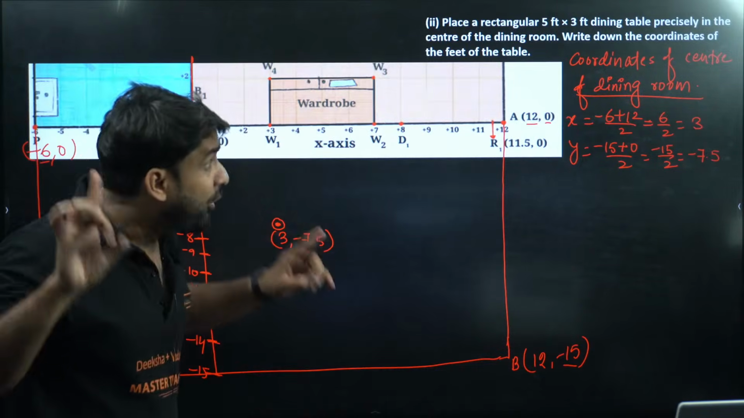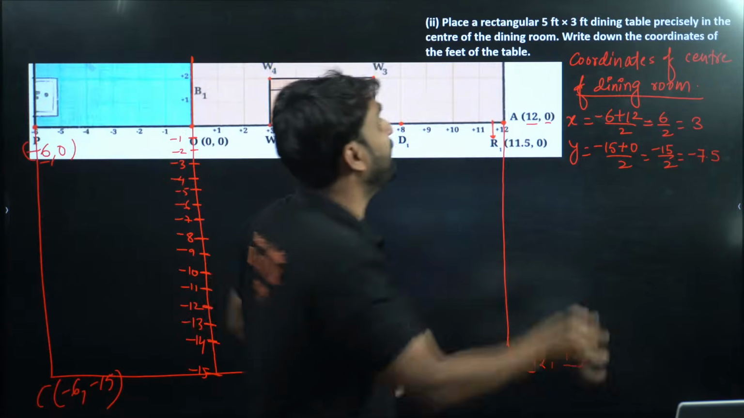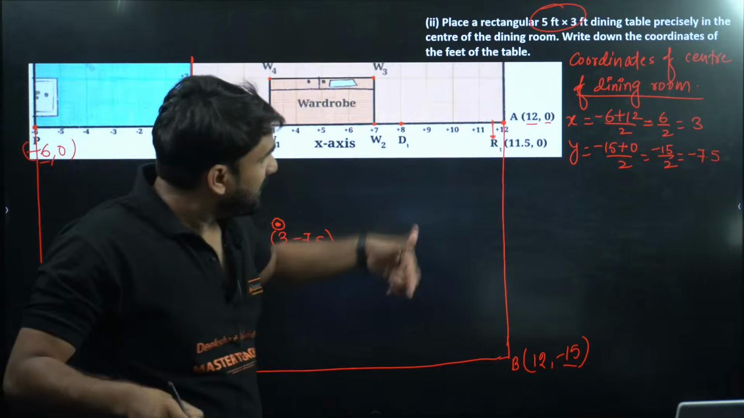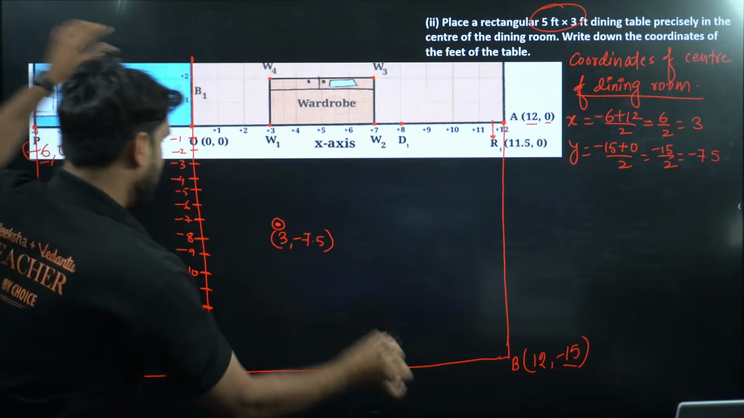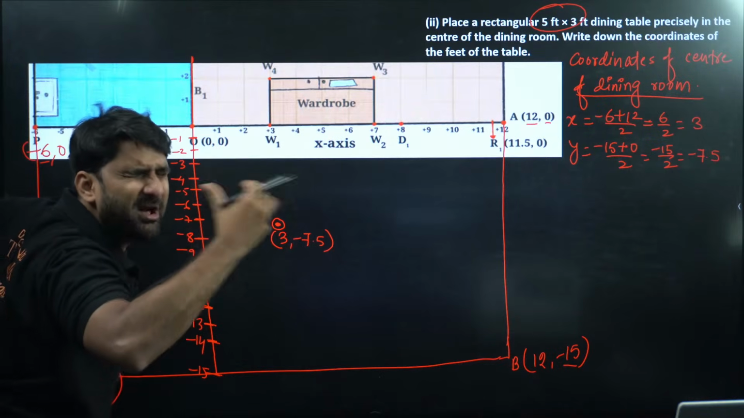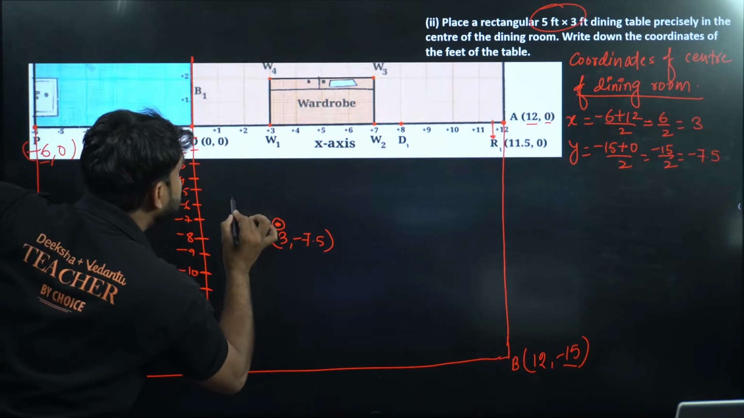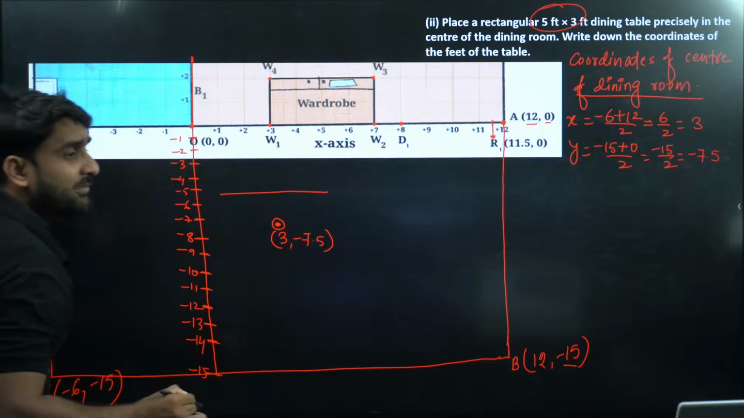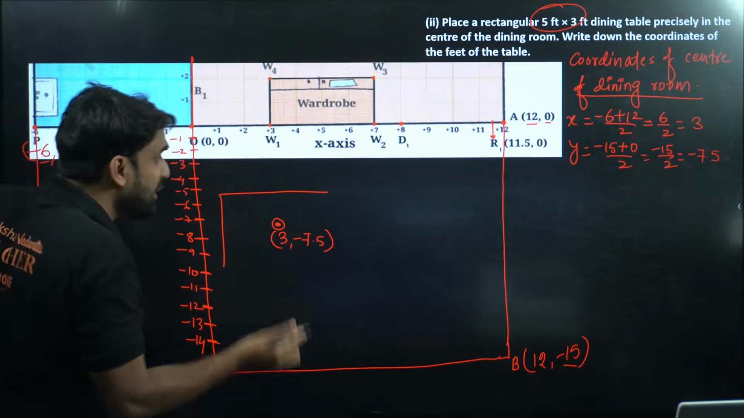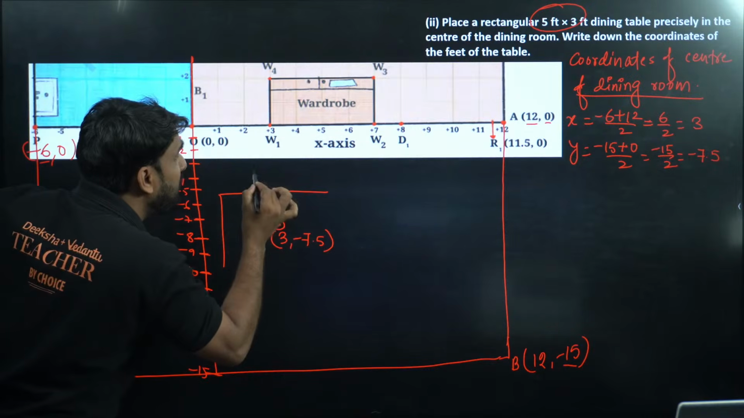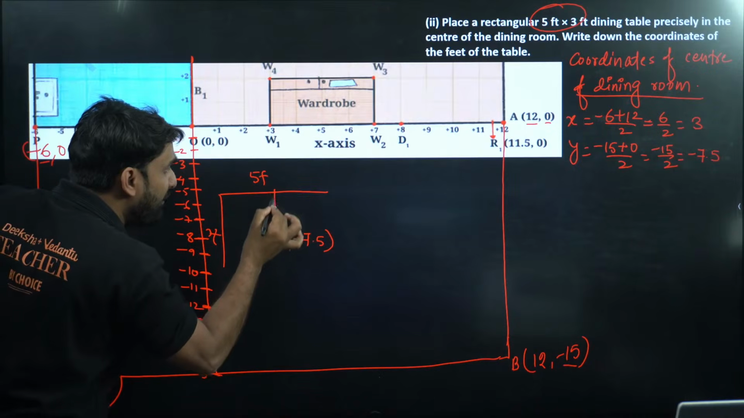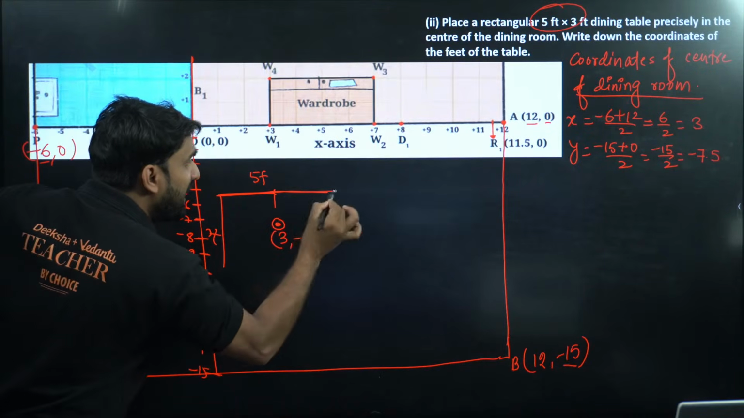Now we want to place a dining table of this dimension. Length is 5 feet and the breadth is 3 feet. Length 5, breadth 3. Just imagine for a little while. If you want to place this, this is 5 feet and this is 3 feet, so this will be half portion and this will be the half portion.